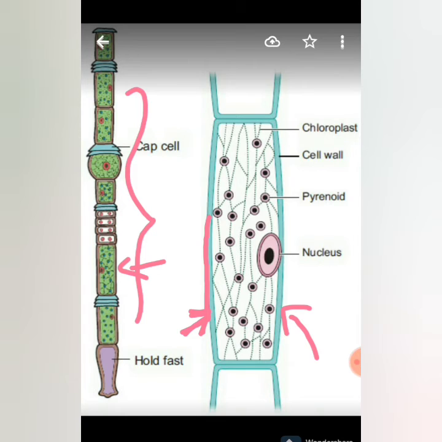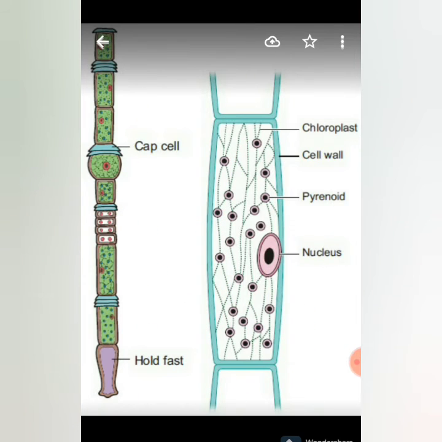Okay, so just interior to the wall, after this outer wall here, what is there? A cell membrane is present, which encloses the protoplast inside. So just remember there is a thick cell wall, and just beneath the cell wall, just interior to it, there is a cell membrane which encloses the protoplast.